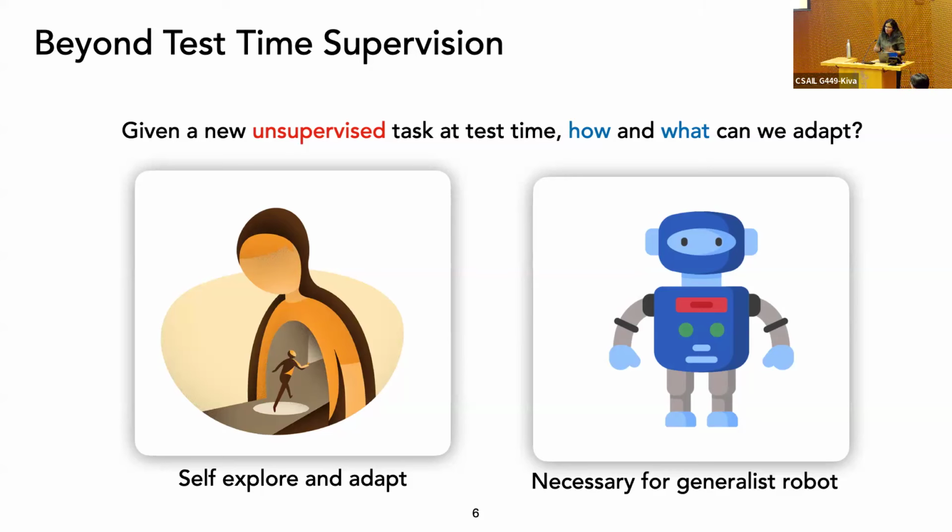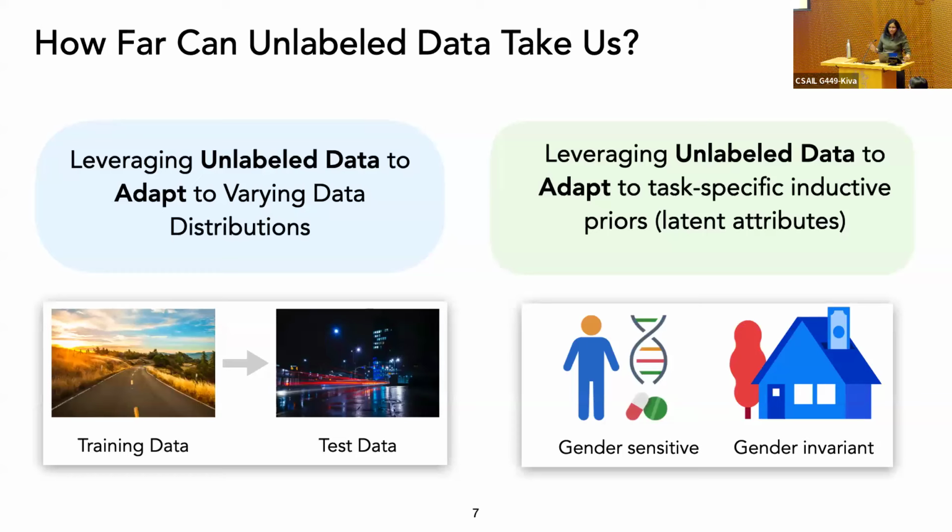And this is very important to train machines that mimic more and more how humans learn, which is that humans can self-explore and adapt to a range of tasks and a range of out-of-distribution scenarios merely based on a few demonstrations. Similarly, if you want to train a generalist robot, it's important that the robot can adapt to different environments and settings that it didn't see before, without retraining it each time. So in this talk, we are going to study this idea of using an unsupervised task at test time in two different domains. The first is, can you use this unsupervised task and unlabeled data from it to adapt your model to varying distribution shifts? And the second is, how can you use this unsupervised task to adapt your model to task-specific inductive priors? And I'll explain what each of the terms means when I come to that particular part of the presentation.